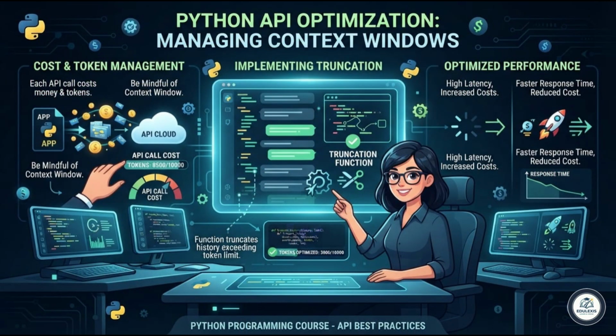Every API call costs money or tokens. Be mindful of the context window. Don't send the entire history if not needed. We will implement a function to truncate the history when it exceeds a certain number of tokens. This optimizes both cost and the speed of your application's response time.